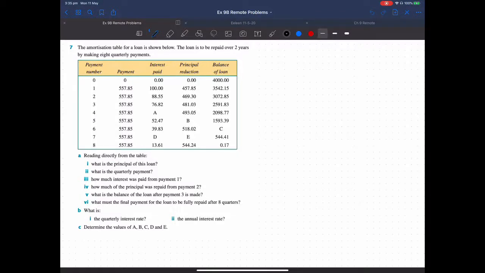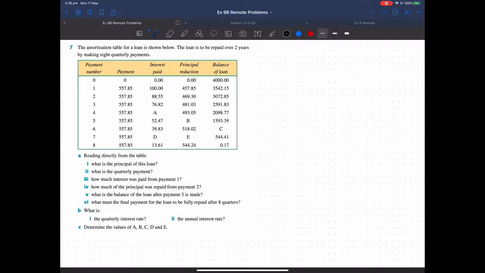This is the last question of exercise 9b. It reads, the amortization table for a loan is shown below. The loan is to be repaid in 2 years by making 8 quarterly payments. If you have a look at the table, you will see there are 9 rows. The ones numbered 1 to 8 are the payments. The row numbered 0 is at the start.